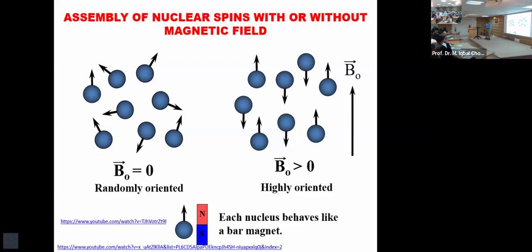When you place them in the magnetic field, they align themselves to two directions. The group of these tiny little magnets which are closest to the direction of the applied magnetic field will align themselves to B naught, and the ones which are opposed to the magnetic field in terms of energy will oppose the direction. So they all have different kinds of orientations. But when the magnetic field is applied, they divide into two.